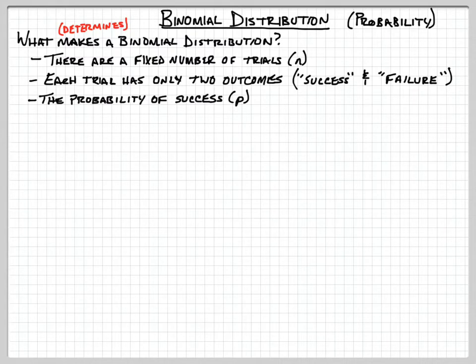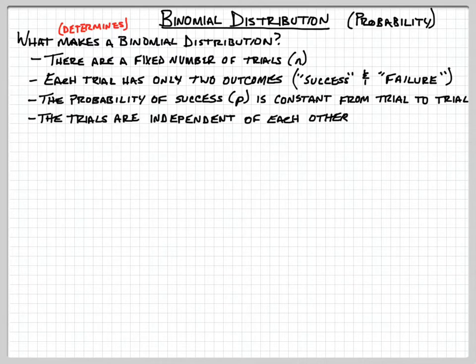The third one, the probability of success, which we call P, the variable that we'll use is P, is constant from trial to trial. So this means that we're not going to use anything like drawing a card out of a deck and then drawing another one without replacing the first one, because that's going to change the probability as you go from trial to trial to trial. So the probability of success has to stay constant from trial to trial.